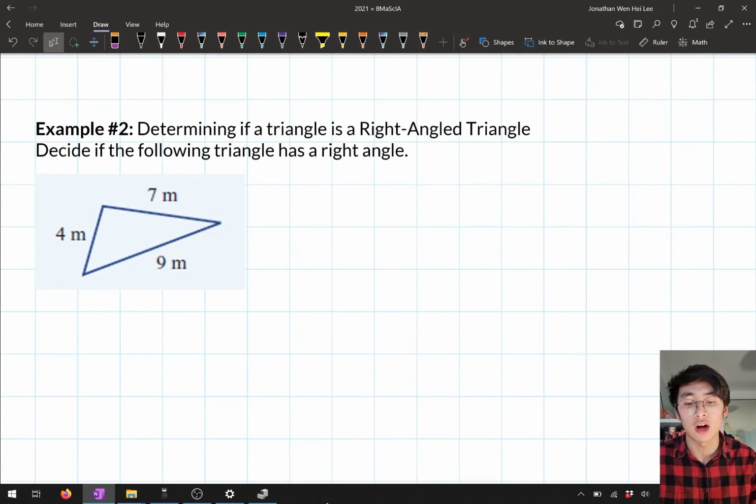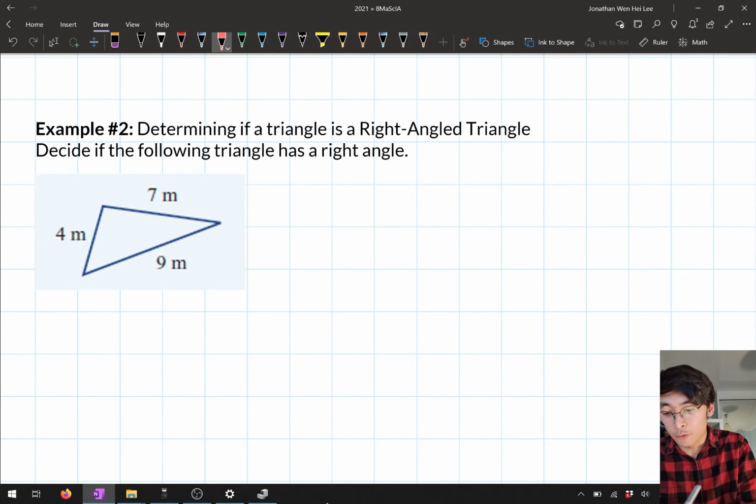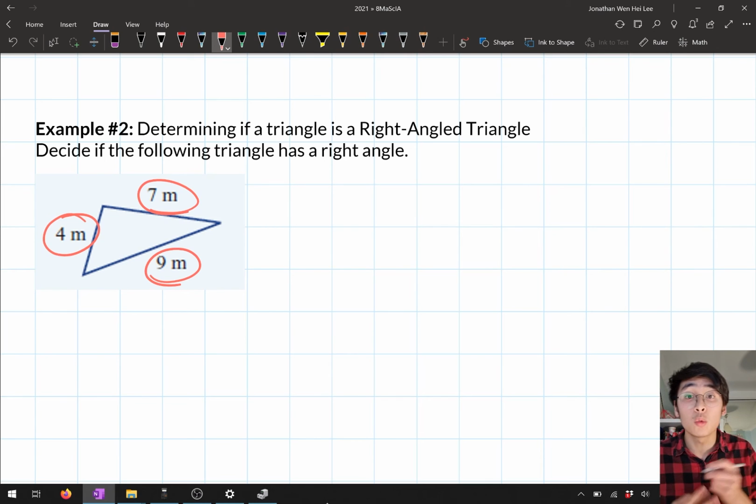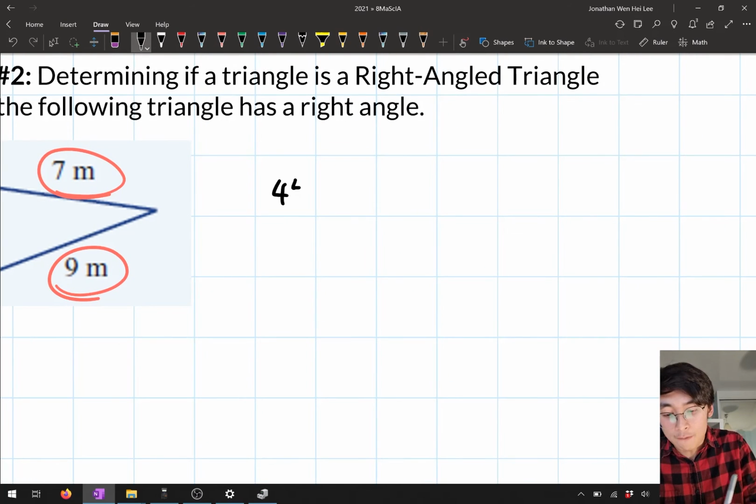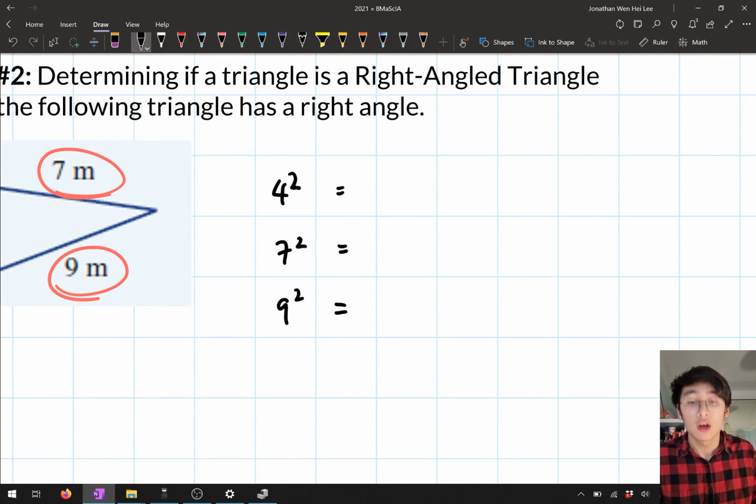Determine if this following triangle has a right angle. So if I look here, we've got my three sides, 4, 7, and 9. What we want to do is see whether or not this fulfills Pythagoras' theorem. Do these three numbers make a Pythagorean triad? I'm going to do the same thing we did up above. We're going to square all of our three numbers. So I've got 4 squared, 7 squared, and 9 squared. I'm going to take all of these three numbers and square them and then check using Pythagoras' theorem. I'm going to add the smallest two numbers after that.